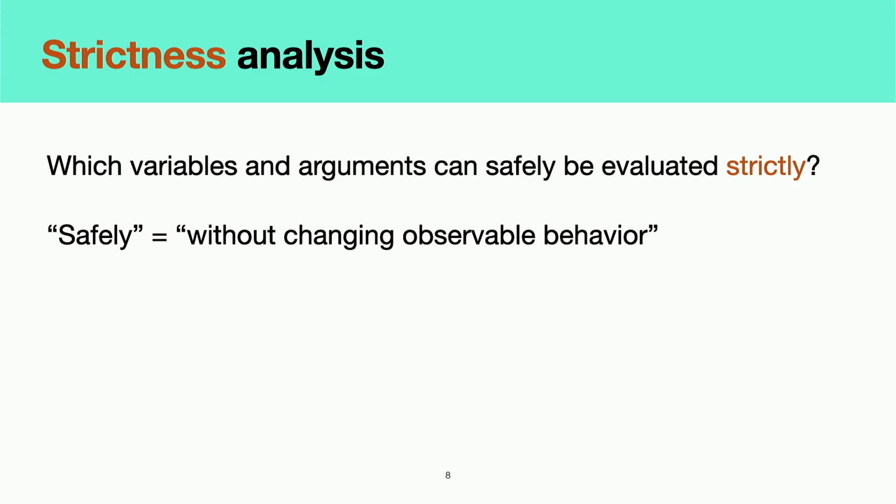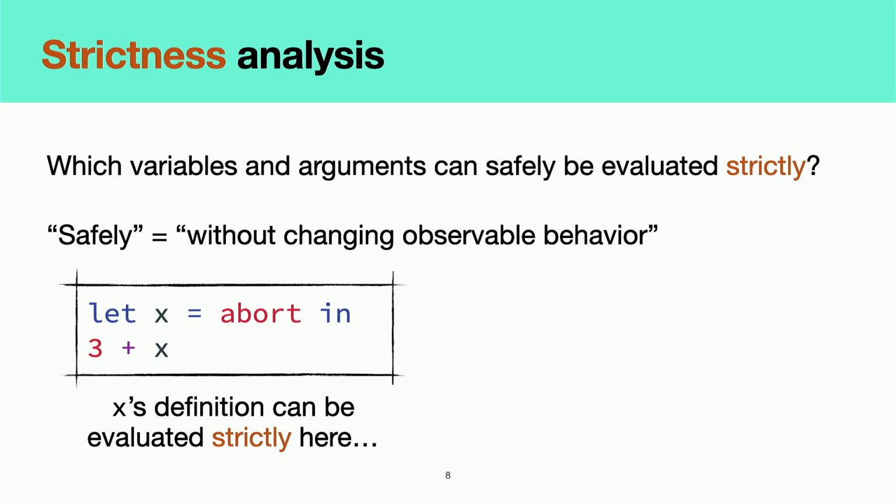Different languages might mean slightly different things by observable behavior. Think like throwing an exception or not terminating. What's important is that we don't consider things like memory usage or performance to be observable. Strictness analysis is allowed to optimize programs. To make things a little more concrete, let's take a look at some examples. This program here assigns the abort expression, which will fail the moment we evaluate it, into the variable x, and then we add 3 to x.